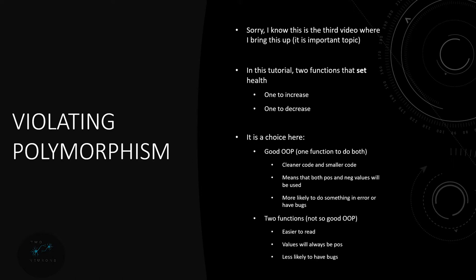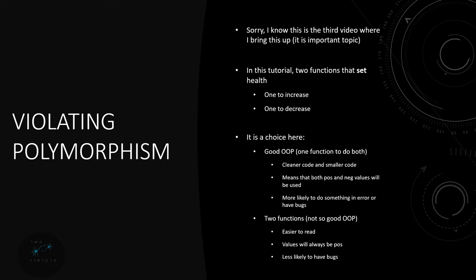So the other option is to have two functions, which, yeah, it's not as good OOP, but it's easier to read because you can clearly tell, hey, this one's meant to increase the health and this one's clearly meant to decrease the health. I don't need to make sure the math symbols are right. The values will always be positive, well, or always be negative. It can go either way, but they'll always go in one direction. So if you increase health, the function is going to take a positive value and add that into the current health. If you decrease health, as we do in this tutorial, it will take a positive value and subtract that value from the current health. And as a result, you're less likely to have bugs. But again, it's not good OOP. Now, when I do my personal projects, I will typically use the one function version just because it's easier for me to work with.